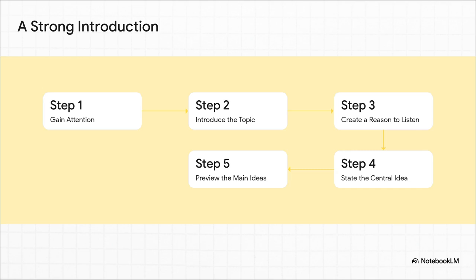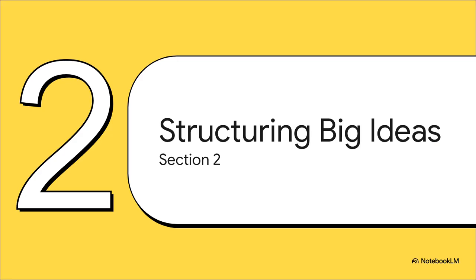First, we had to gain your attention, right? That's the blink slide. Then, we introduced the topic, presentation architecture. Step 3, we created a reason for you to listen by talking about that shift from anxiety to confidence. Then, we stated our central idea. Structure is the secret. And finally, we just previewed the main ideas. Boom. That's the roadmap for a killer opening. All right, let's move on.